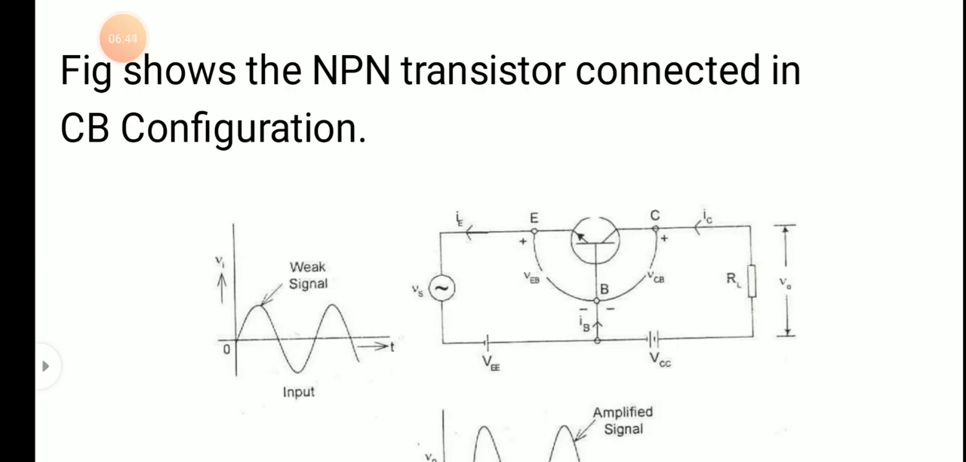In an NPN transistor, the direction is P to N. On the emitter, it is indicated by the arrow. In the figure you can see, P to N, the arrow is there. In that way we have the current direction.